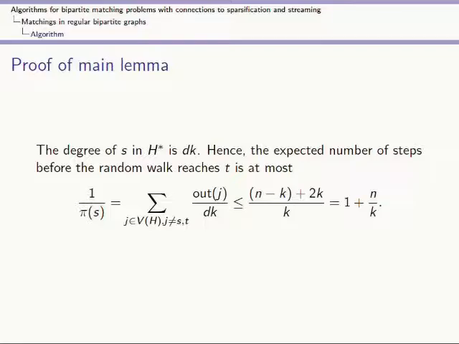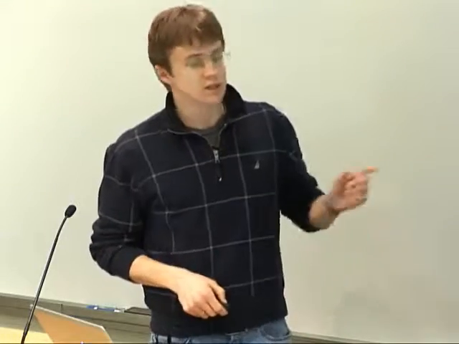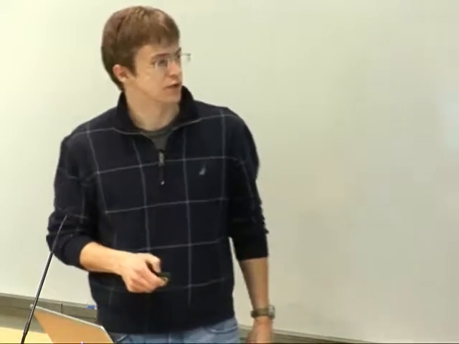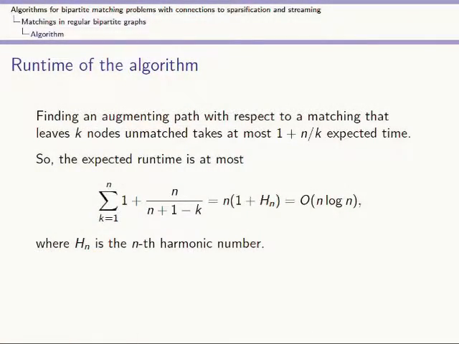Now, the degree of the node S, of the supernode, is d times k. Right? So k is the number of nodes that the matching left unmatched. So intuitively, when the matching is small, a lot of nodes are unmatched, this random walk will spend a lot of time at S, and that's good for us. So now we can do the calculation, and the calculation shows that this quantity is at most 1 plus n over k. Great. So this proved the main lemma.